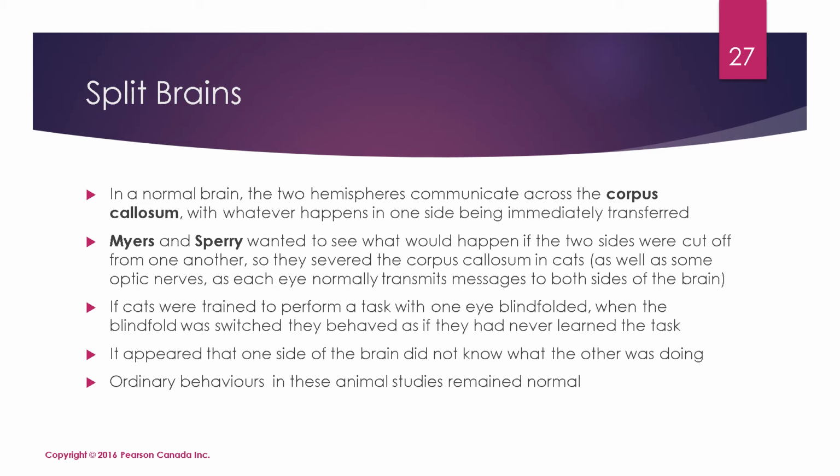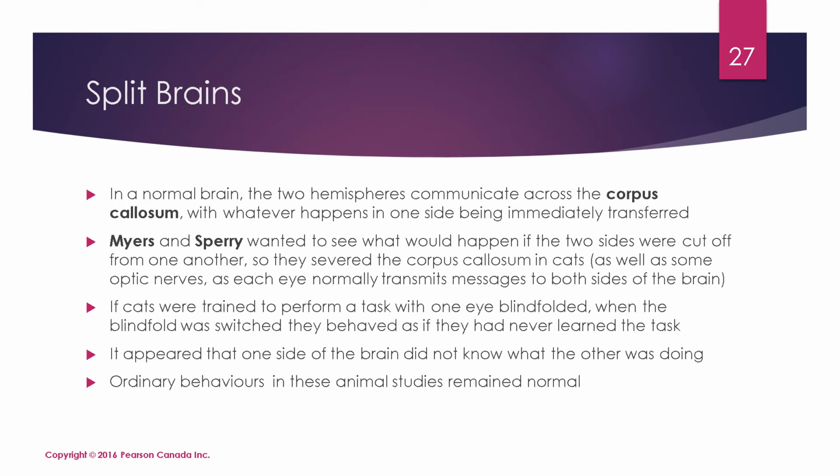Myers and Sperry were 2 researchers who wanted to see what would happen if the 2 sides were cut off from one another. So they severed the corpus callosum in cats, which is kind of sad, but unfortunately a lot of our research has been done on animals, and it's led to some really important conclusions. They severed the corpus callosum, and they also severed some of the optic nerves, those visual nerves, because each eye normally transmits messages to both sides of the brain.